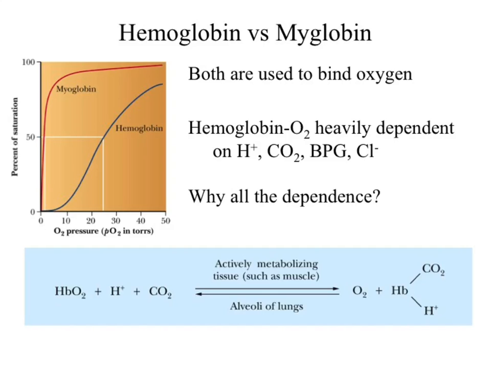Drive to the right. So if we look at our muscle tissues trying to function and they release CO2, what happens? Hemoglobin floats by and goes, oh, CO2. What happens? Spits off the oxygen, so the oxygen can now be used in our aerobic respiration processes. What happens if we increase the pH?